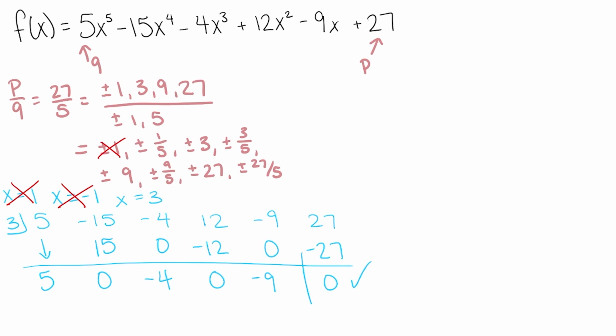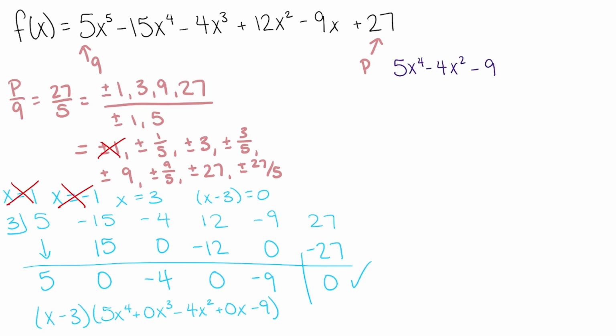So this means one of our factors is x minus 3 equals 0. And we can start to rewrite our polynomial as x minus 3 times 5x to the 4th plus 0x to the 3rd minus 4x squared plus 0x minus 9. So let's clean up this polynomial that we found, and let's see if we can factor that further. Let's write this polynomial as 5x to the 4th minus 4x squared minus 9.